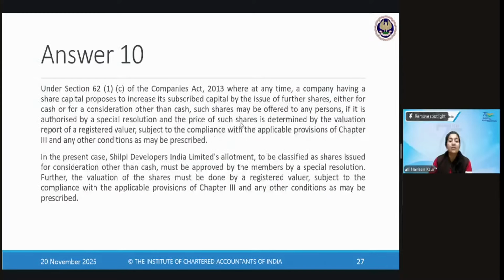Therefore, since they have issued further shares, such shares are to be offered to any person if it is authorized by SR and the price is determined by the valuation report of the registered valuer. In the present case, Shilpi developers must be classified as shares for consideration other than cash, and this must be approved by SR. A valuation report has to be taken from the registered valuer. वही जो उसने ऊपर लिखा, नीचे उसने conclusion में same चीज लिख दी.